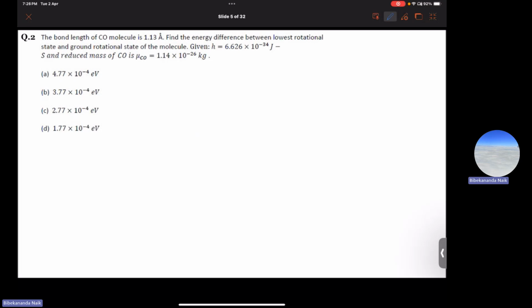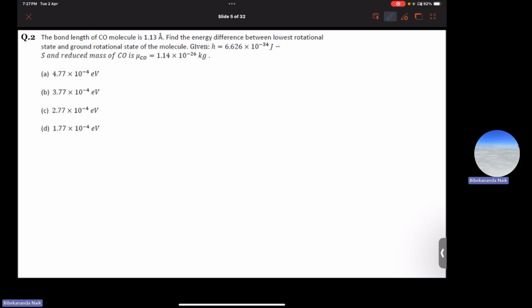So the moment of inertia is nothing but mass into the square of the distance. The distance is nothing but the bond length of the molecule, because the distance between the two atoms in a molecule is the bond length, and due to this bond length the two atoms are separated at a distance. So we will put the value of bond length in place of the distance, and we again know the value of reduced mass. When there is a two-mass system, we need to find the reduced mass of the system in order to calculate the moment of inertia.